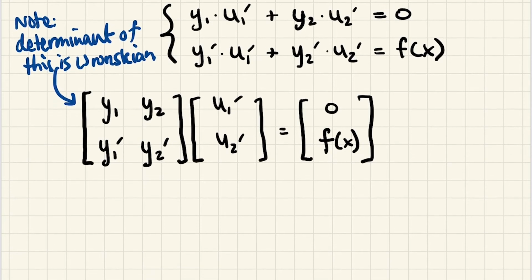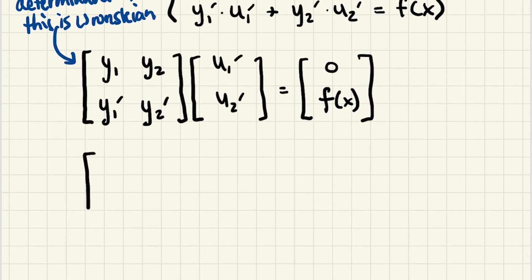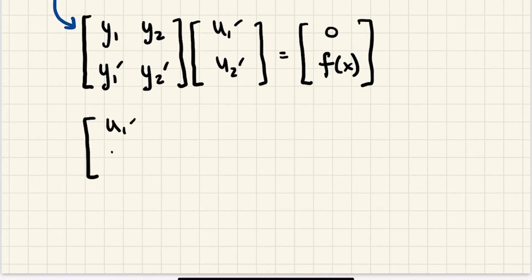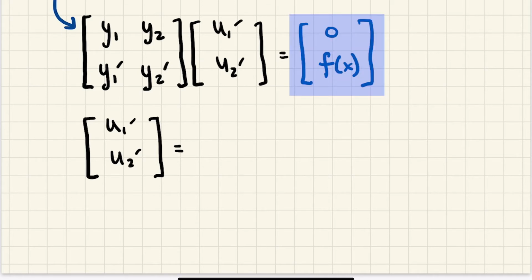Okay, so we're after u1 and u2. So we'll just isolate this column by multiplying the matrix on the right-hand side by the inverse of the coefficient matrix here. And to find the inverse of a 2 by 2 matrix is really straightforward. You just divide by the determinant of the matrix, which of course is the Wronskian in this case.